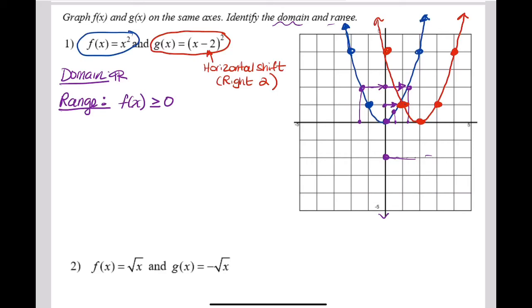Okay, and so the domain and the range for this one is going to be the same. So the domain is all reals. The horizontal shift of this did not change the domain, nor did it change the range in any way.